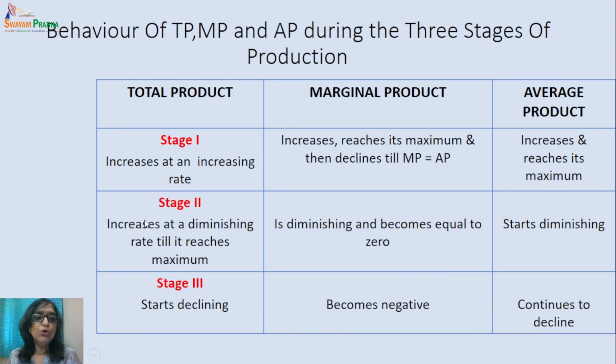So in stage 2, total product increases at a diminishing rate till it reaches the maximum. What is happening to the marginal product in stage 2? Marginal product is diminishing, it is falling, and it also becomes equal to 0. What is happening to average product? Average product is also falling in stage 2. Stage 3, stage of negative returns. Total product is falling, marginal product is negative, and average product continues to decline. So these are the 3 stages.